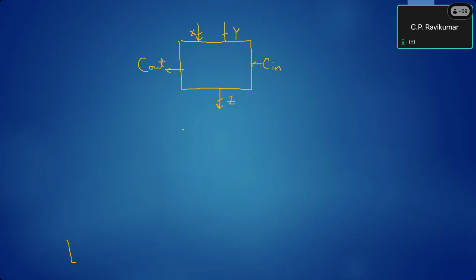So what is the property that should be satisfied by the BCD adder? The property should be X plus Y plus C in should be equal to, if there is a carry, its weight is 10. Sorry, its weight is 10. So we can multiply that by 10, plus Z. So this property must be true for a BCD adder.